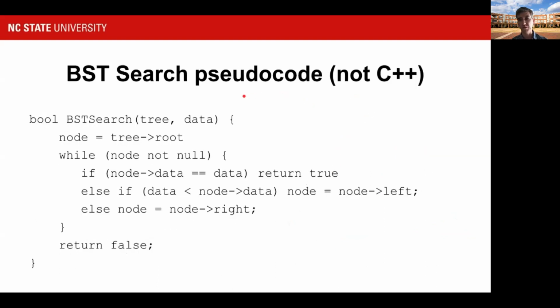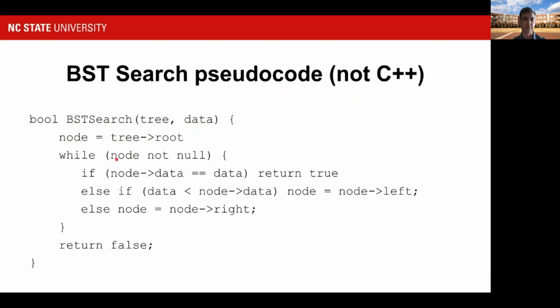Here's some pseudocode for how we might do this search operation. This is very close to C++ code, but it's not meant to be exactly C++ code. I've left off some semicolons and some other issues. So this BST search pseudocode takes a tree as the first argument, and the data we're searching for is the second argument. And I'm assuming that inside this tree, there's a root that tells me what the beginning of the tree is. And so I get a value called node that's referring to the root.